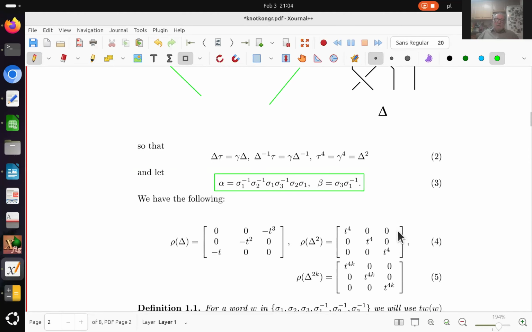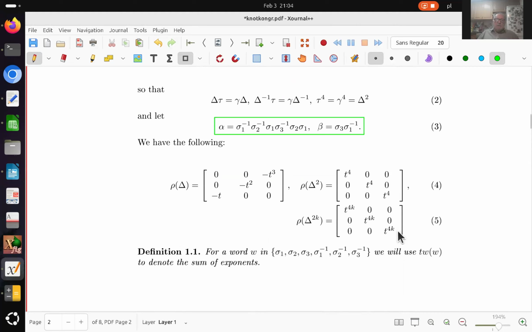And now let me produce the information about the image of delta and delta square and delta to any power under the Burau representation. So here is the image of delta, and here is the image of delta square. It's very nice. It's just the identity matrix times the monomial t to the 4th power.